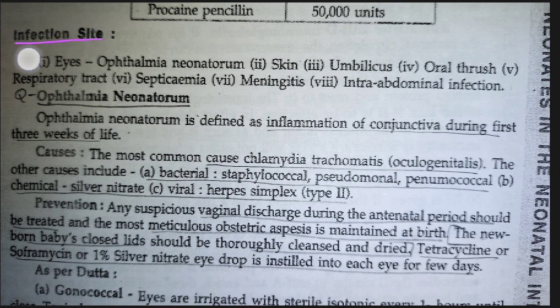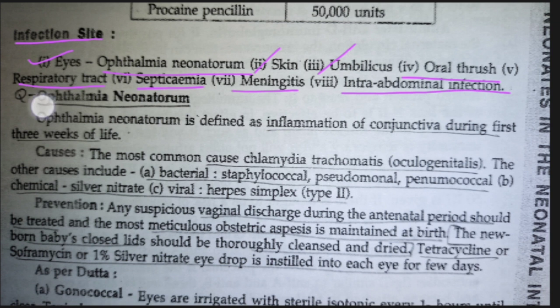Infection sites in neonate babies. In the eyes, ophthalmia neonatorum. Infection in the skin, in the umbilicus, in the oral cavity, oral thrush is the common condition, and respiratory tract infection. In blood, septicemia, which means sepsis, the infection of the blood. In the cranial system, we have meningitis and IVH condition, and intra-abdominal infection. Now, let's see everything in a brief manner.